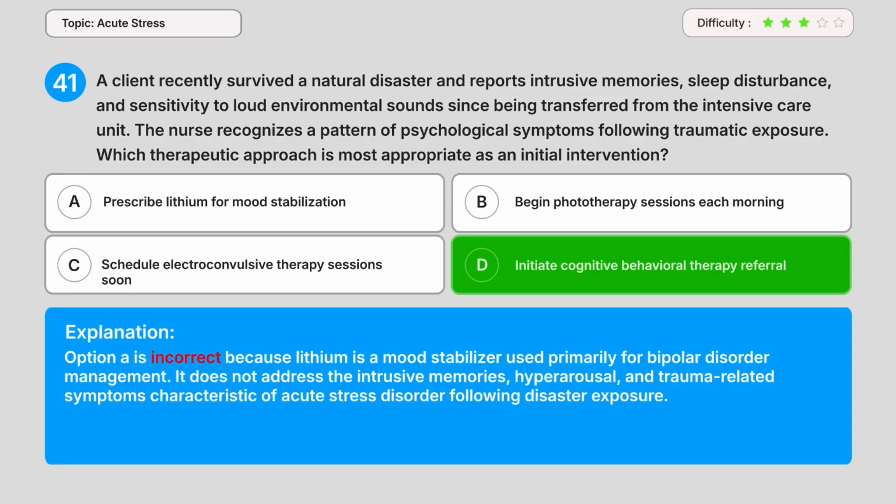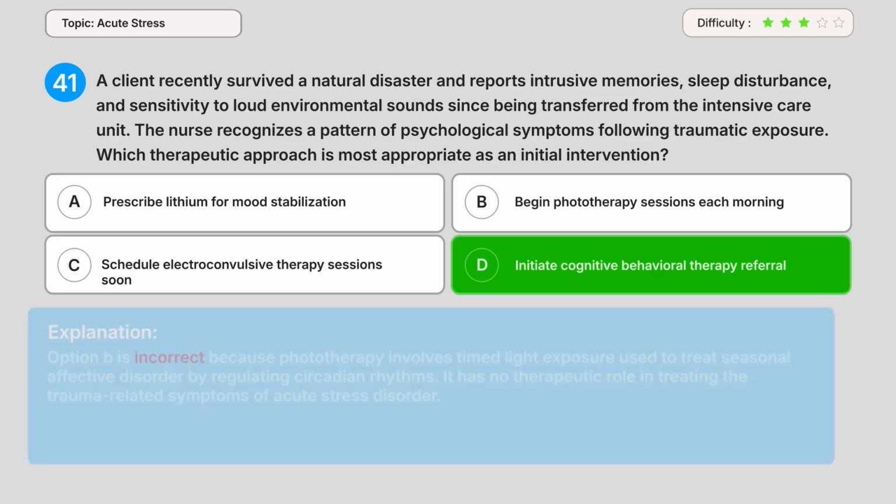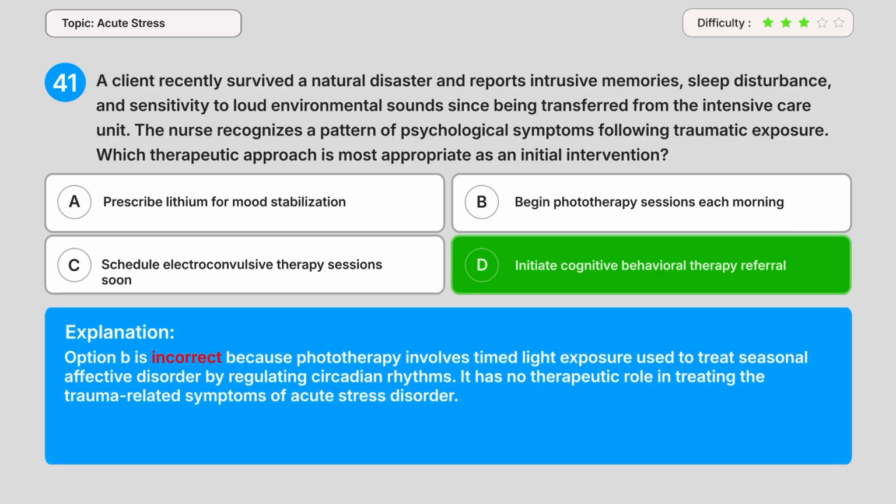Option A is incorrect because lithium is a mood stabilizer used primarily for bipolar disorder management. It does not address the intrusive memories, hyperarousal, and trauma-related symptoms characteristic of acute stress disorder following disaster exposure. Option B is incorrect because phototherapy involves timed light exposure used to treat seasonal affective disorder by regulating circadian rhythms. It has no therapeutic role in treating the trauma-related symptoms of acute stress disorder.